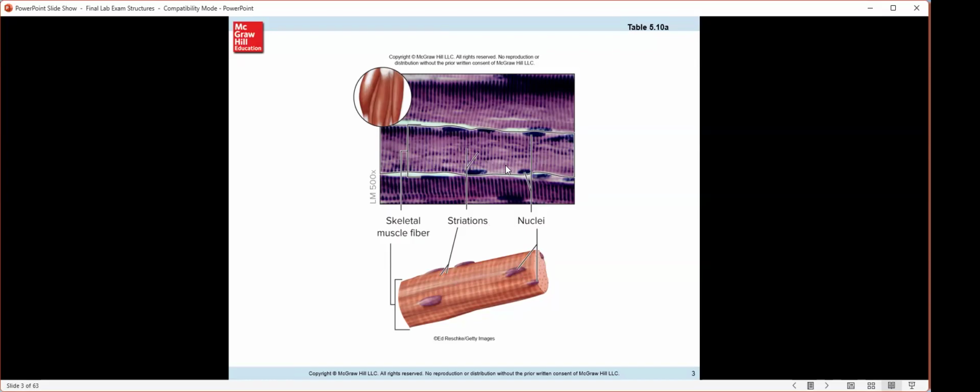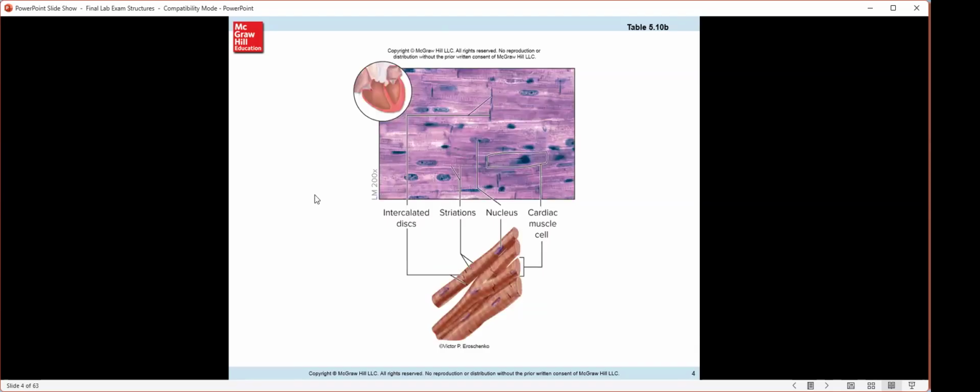We are going to see striations not just in skeletal muscle, but also in cardiac muscle. We do not see it in smooth muscle. So this is our skeletal muscle tissue marked by striations and multiple nuclei.